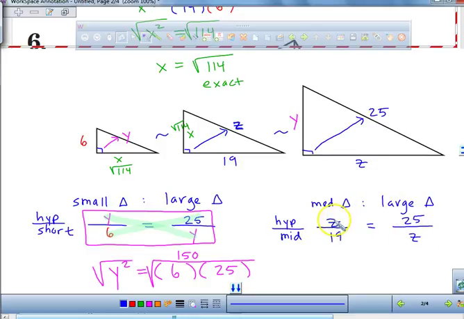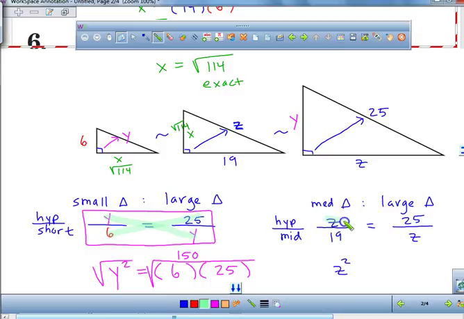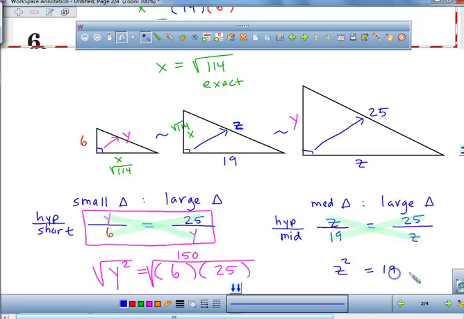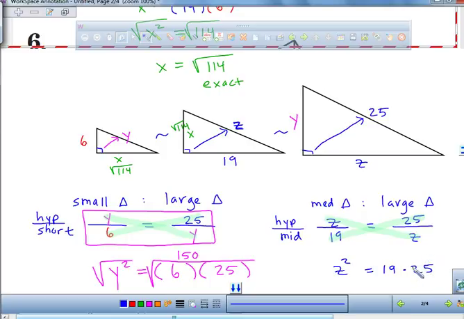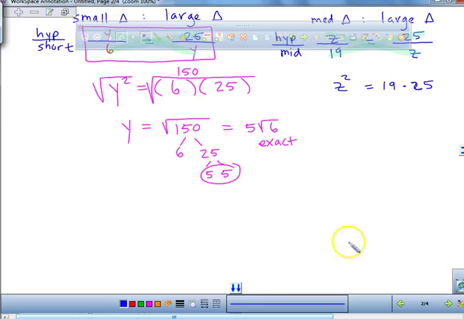Notice, what have we been able to set up? Z times Z gives us what? Z squared. So right now we have our cross products. Z times Z is Z squared, and 19 times 25. I don't care what the actual product of 19 times 25 is, because what am I going to have to eventually do anyways? Simplify, right? I have to take the square root. What is the square root of Z squared? Z.